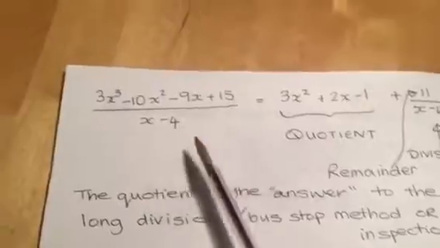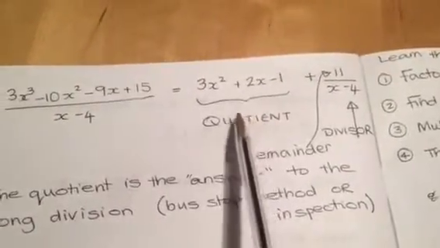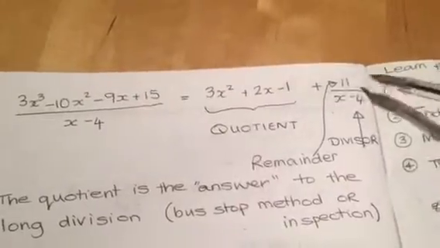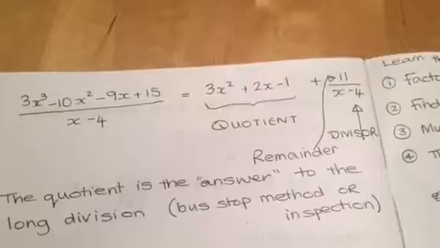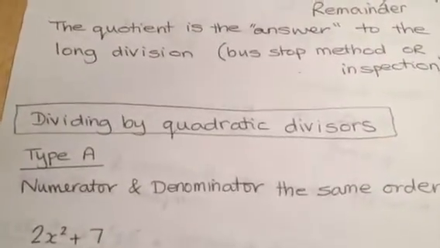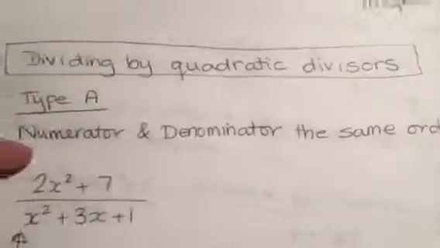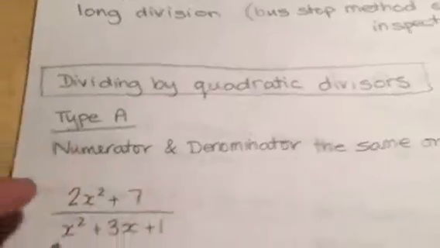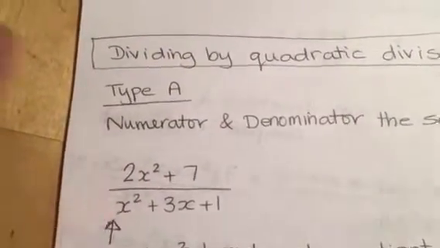So that's dividing by a linear factor. You can split it, do the division to get the quotient, then the remainder goes over the divisor. You'll get some where you have to divide by quadratic divisors as well. So the first type is where the numerator and the denominator are the same order. So the numerator is an x squared, the denominator is an x squared.